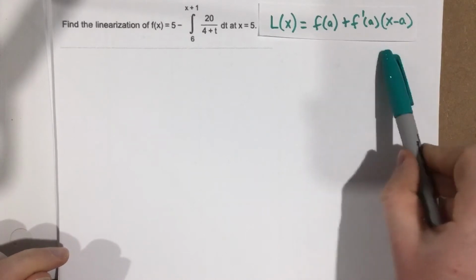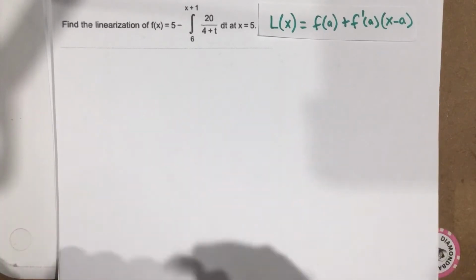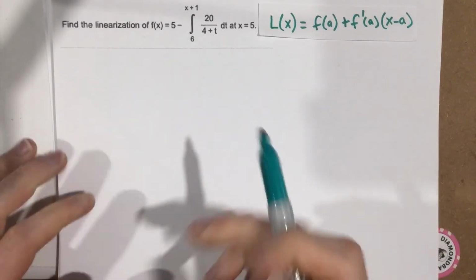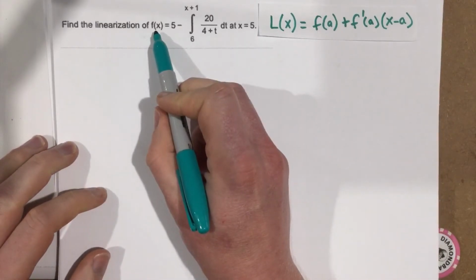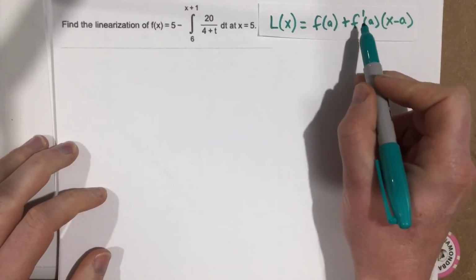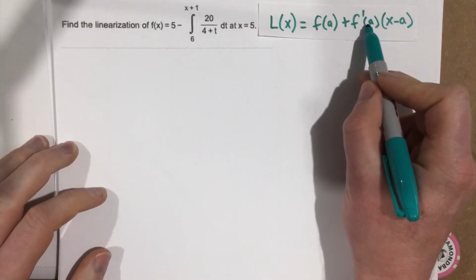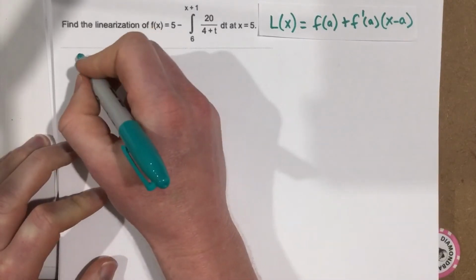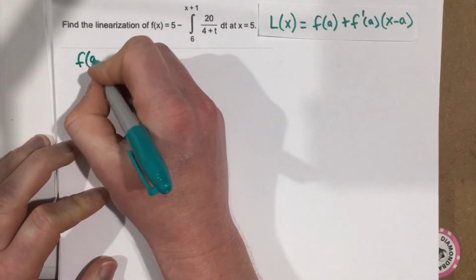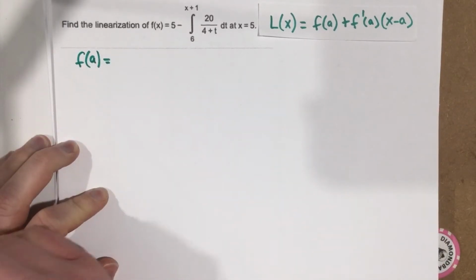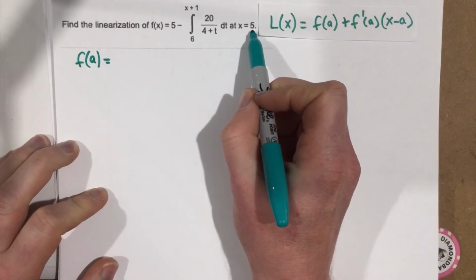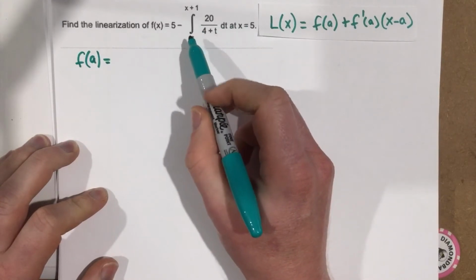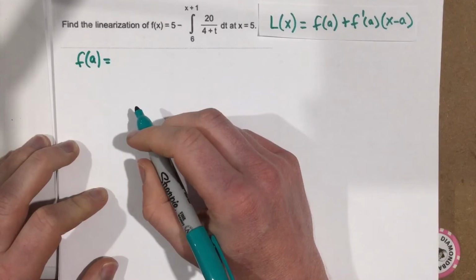So if we want to use this, essentially we need to evaluate the function at a, and we need to evaluate the derivative of the function at a. So we're going to end up using the fundamental theorem of calculus to figure this problem out. Let's first of all do f of a. So we know f of a is going to equal, well in our case a is 5. So we're going to evaluate f of a at 5.